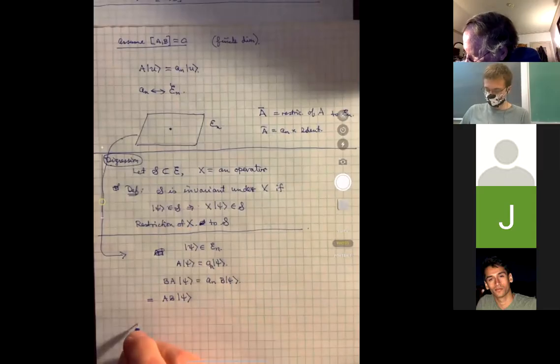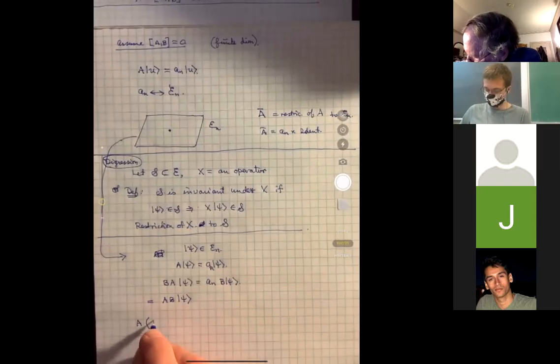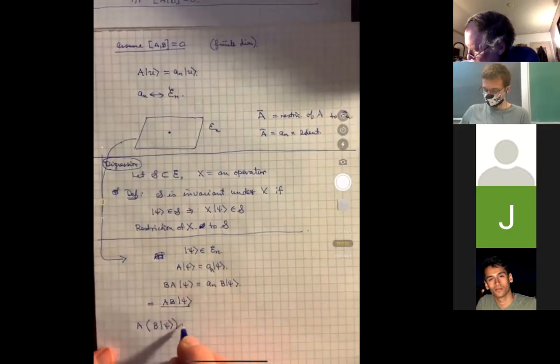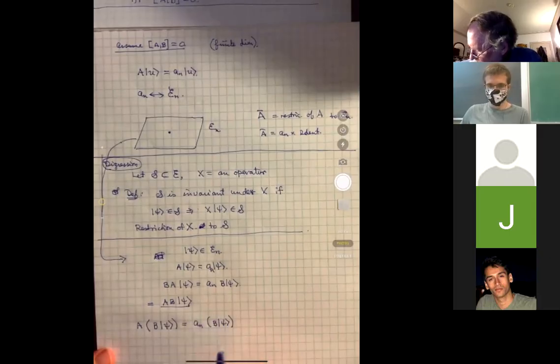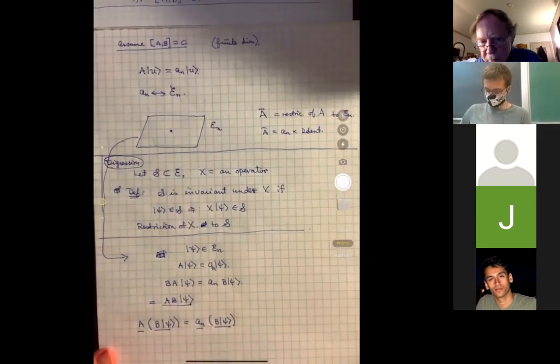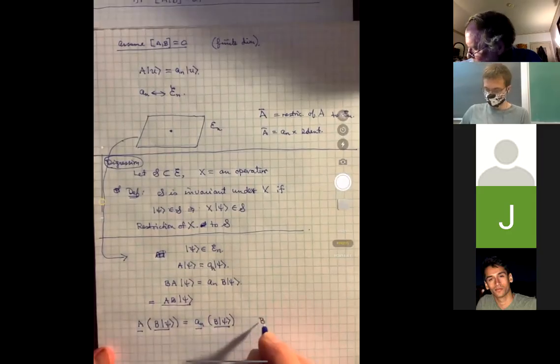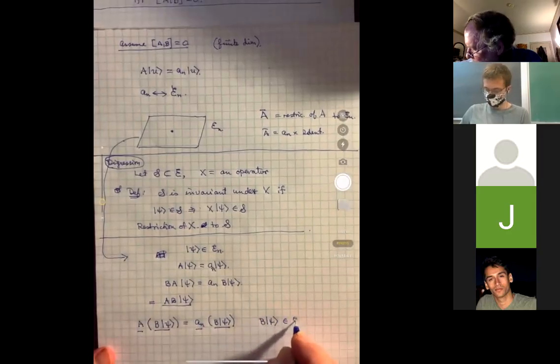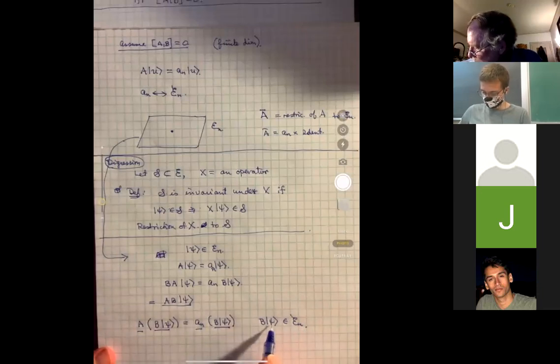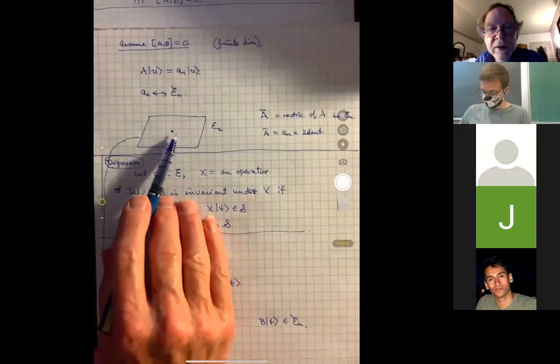Let me write this final result in a different form to emphasize what's going on. A acting on B psi is equal to An multiplying B psi. And that means the vector B psi is an eigenvector of A with eigenvalue An. And that means that B psi belongs to the subspace En. So if psi belongs to En, then B psi also belongs to En. Therefore, as I said earlier, this space En is invariant under B as well as under A.